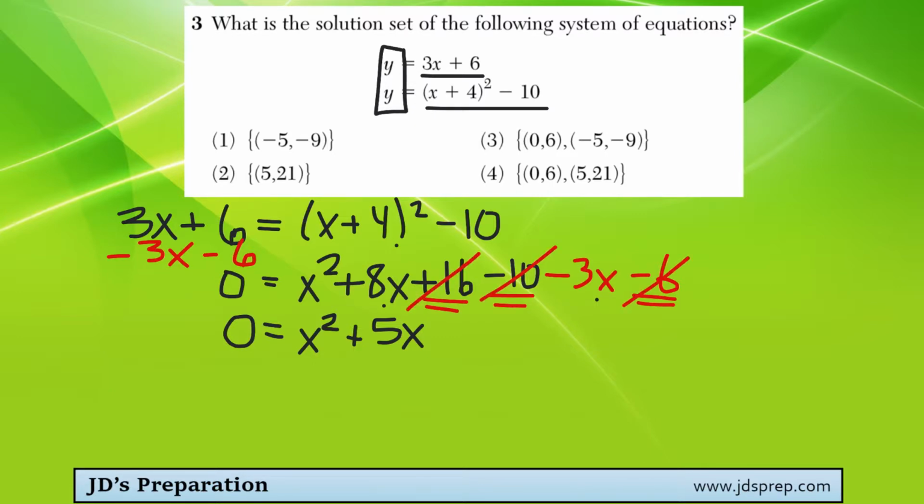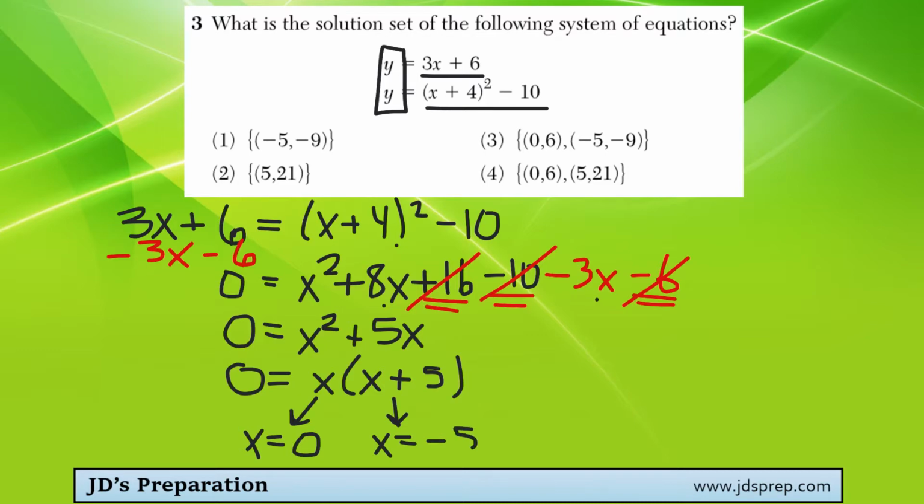Okay, now our last step here is to factor this. We have a common factor of x in both of these terms. So if I factor out an x, I'll be left with x plus 5. Okay, now that it's factored, what this means is that we're going to have two solutions. We're going to have x can equal 0. Or if x plus 5 was equal to 0, that would mean that x would have to be negative 5.